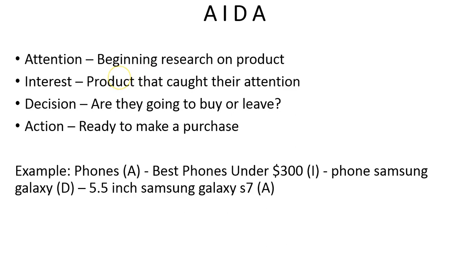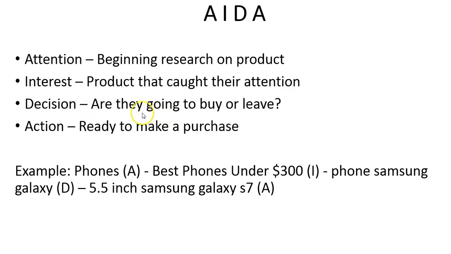The second is interest. Now maybe a product caught their attention. If they were searching for coffee, they may have been searching for Colombian coffee, or TVs that are under $300. And I have an example down here where I try to use phones under $300.